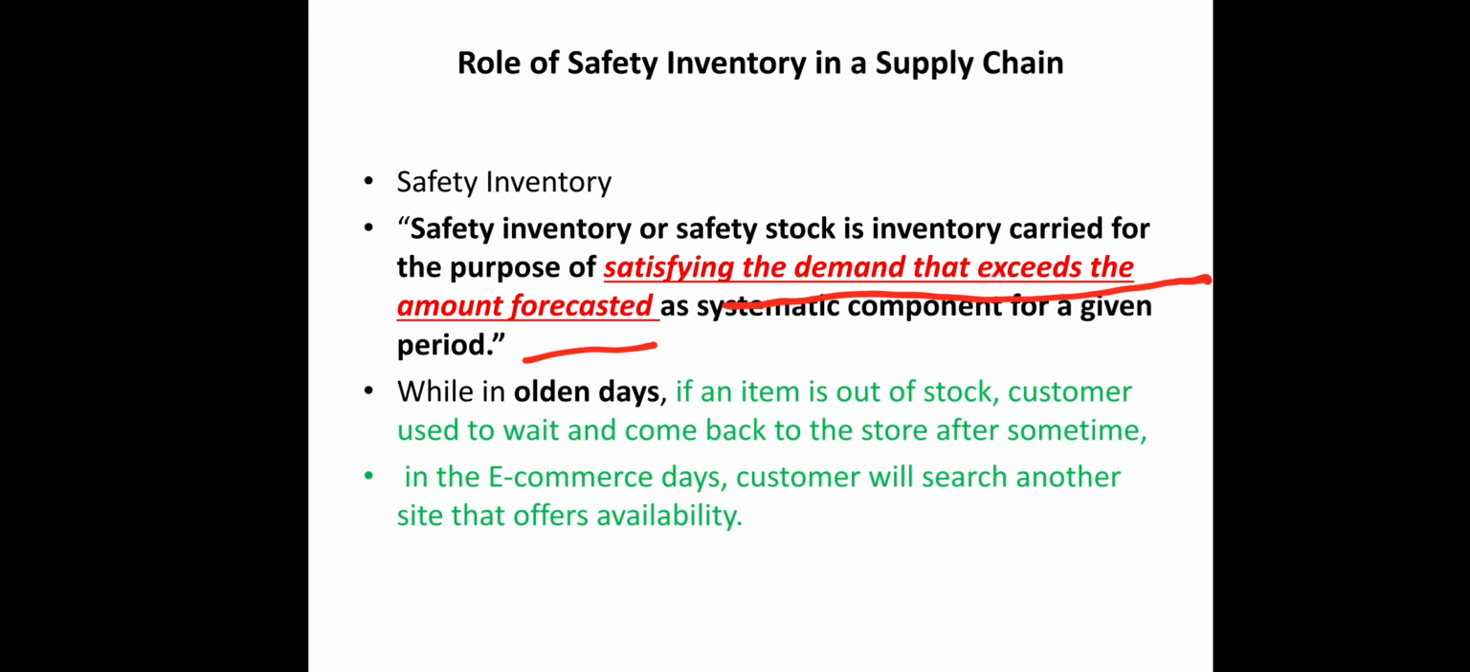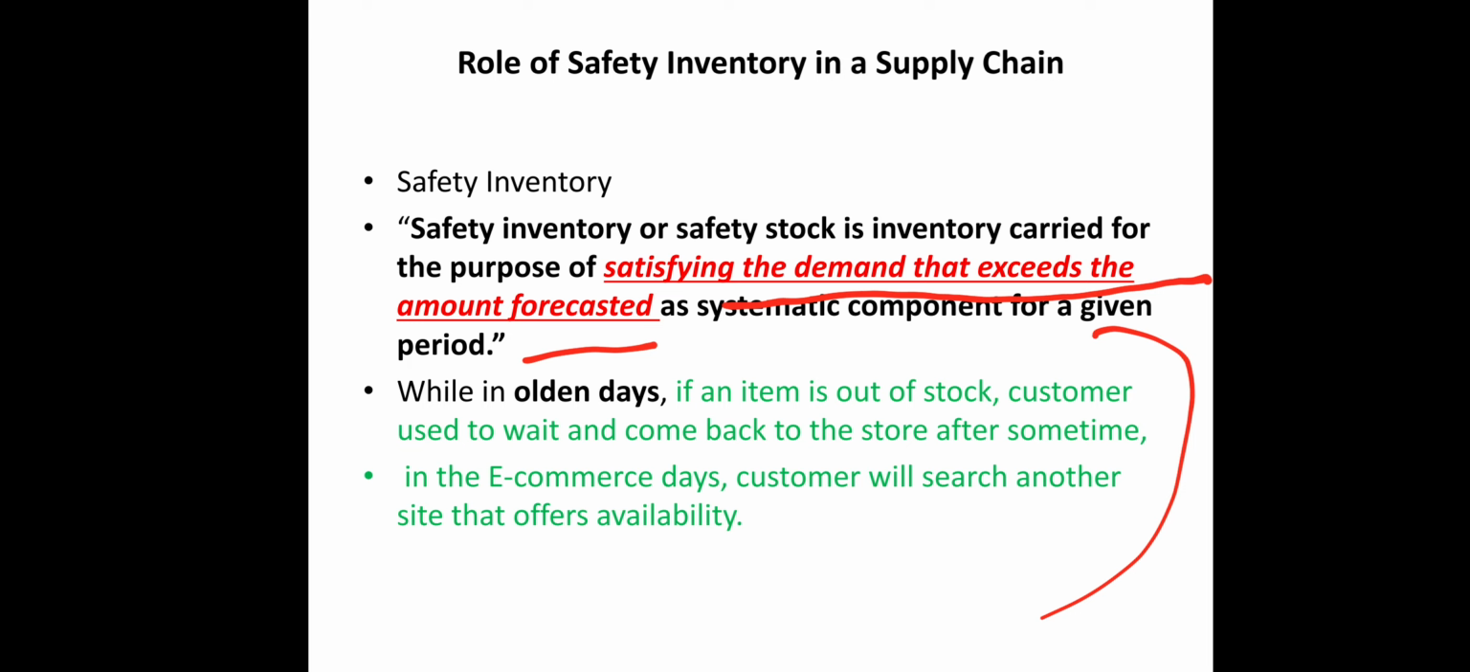For fulfilling that demand, you should have sufficient inventory, sufficient material to manufacture that product. So there should be an inventory, and that inventory will help you get extra profit. In the olden days, if an item was out of stock, the customer used to wait and come back to the store after some time. In e-commerce days, the customer will search another site that offers availability.